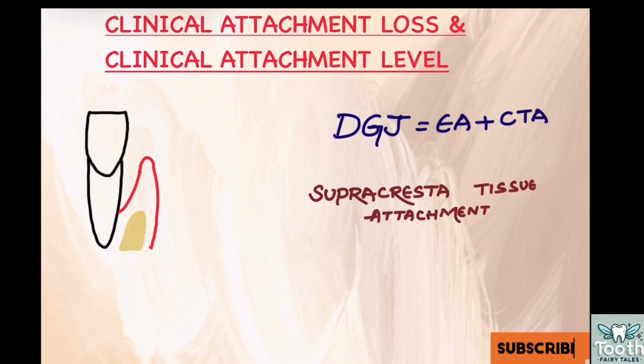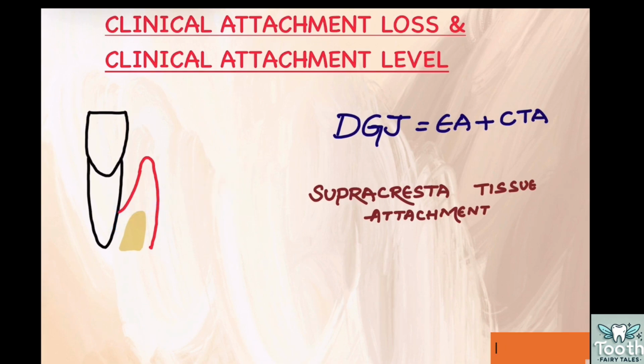Today we are going to talk about two important terms, clinical attachment loss and clinical attachment level. Before we dive into these terms, let's start with the foundation, dento-gingival junction. So what exactly is this junction? Dento-gingival junction is simply an area where the gingiva is attached to the tooth surface. So this is a very small area, but it is very crucial.